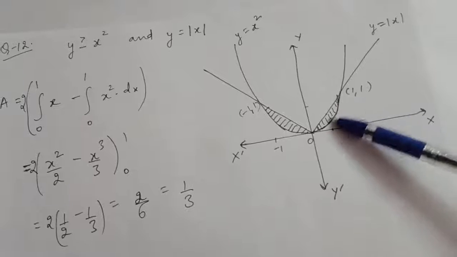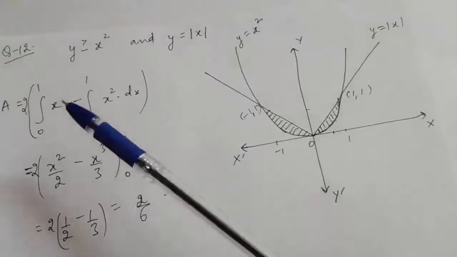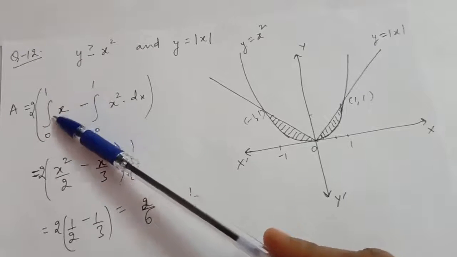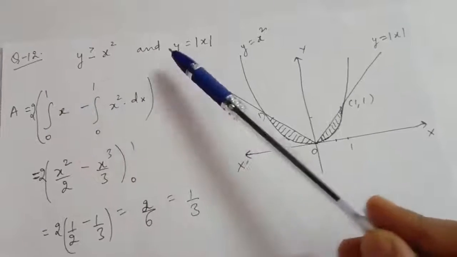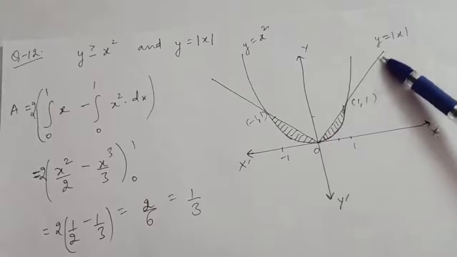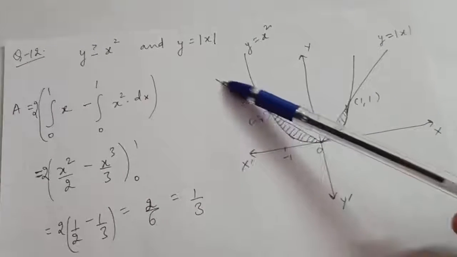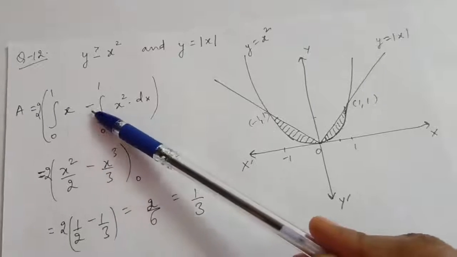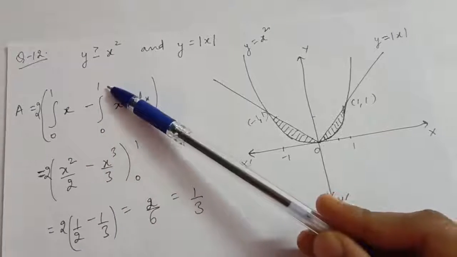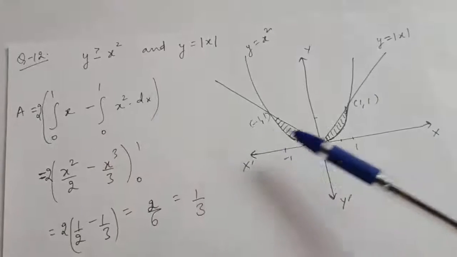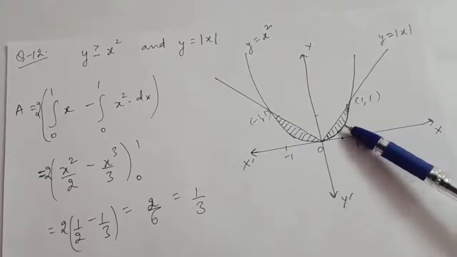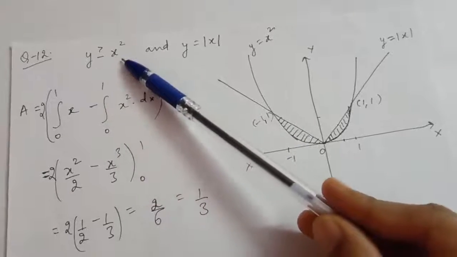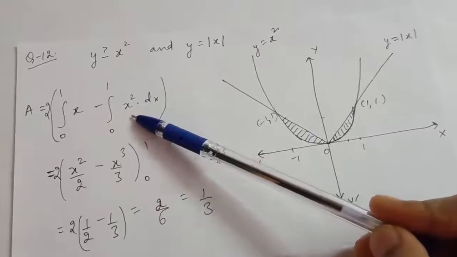Then you will get this area, right? So integral from 0 to 1, first find the area below the line. Now this is the line y is equal to x and this is the line y is equal to minus x, right? So the value of y is x, from the same limit 0 to 1, subtract the area below the parabola. The value of y in the parabola is x square, so put x square here.